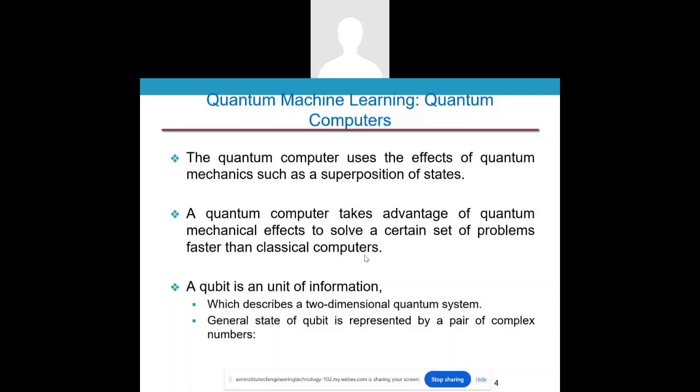Quantum computers use the effects of quantum mechanics, taking advantage of quantum mechanical effects to solve a certain set of problems faster than classical computers. A qubit is a unit of information. It is how data is represented in quantum computers; qubits are used like the bits and bytes in classical systems. It describes a two-dimensional quantum system. The general state of a qubit is represented by a pair of complex numbers. That's the general representation.